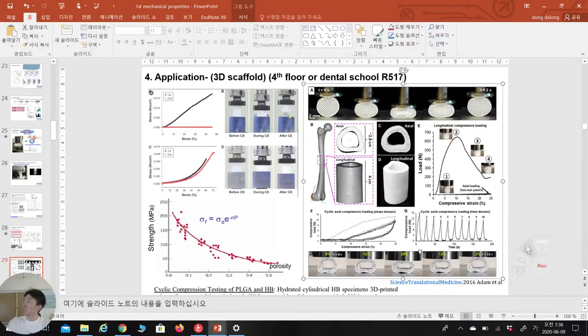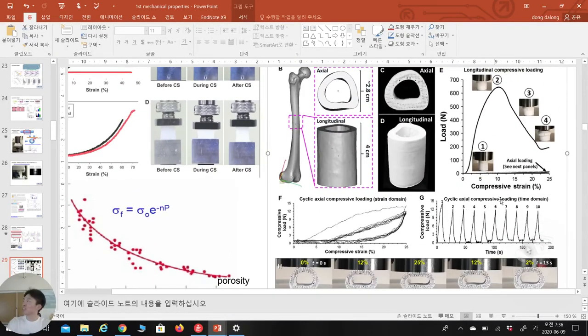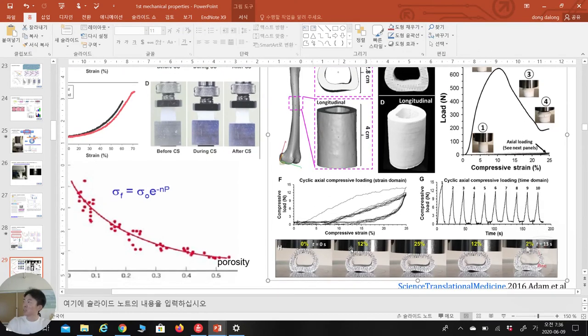And then here, they found cyclic axial compression loading, which means they compress and release several times: first time, second time, and 10 times. Even after 10 times, they maintain their compression stress like this. Okay? For getting this data, they only compress at 25%. Maybe if they compress 100%, this can break down. But when you want to measure these cycles, you have to determine how much strain is applied.